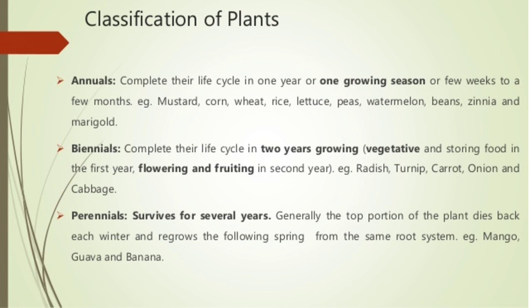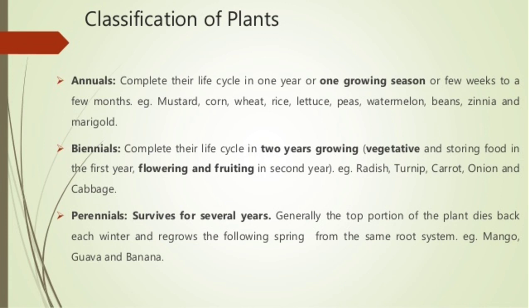So first let's see the classification of plants. Plants are classified on the basis of their lifespan. So the first one is the annuals. They complete their life cycle in 1 year or one growing season, or a few weeks to a few months. For example, mustard, corn, wheat, rice, pea, watermelon, beans, etc.